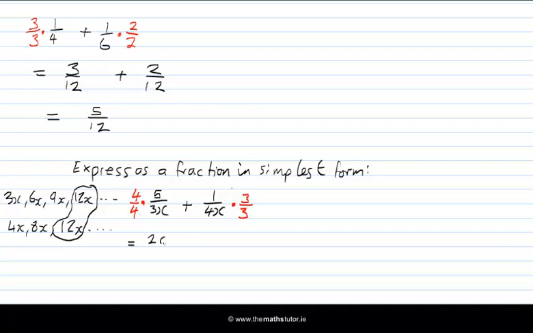So that gets us 20 over 12x plus 3 over 12x. And that is simply 23 over 12x. And we can't make that any simpler. A little trick is just that this 23 is prime, which means it doesn't have any factors apart from itself and 1.